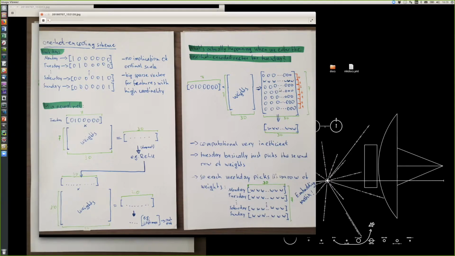Sorry, can you hear me? Yes. So I got a simple question. The output from the embedding matrix is the 30 nodes, like, just 30 values coming out? Yeah, 30 values.